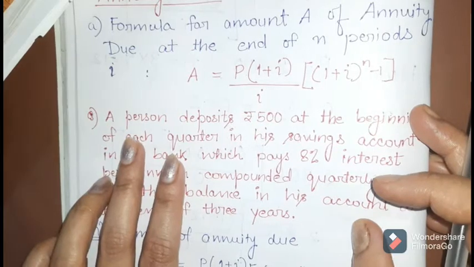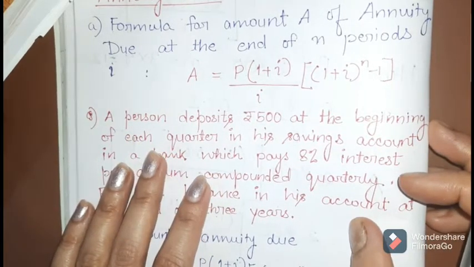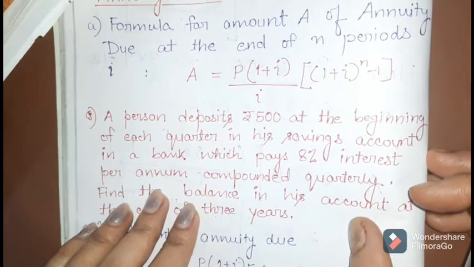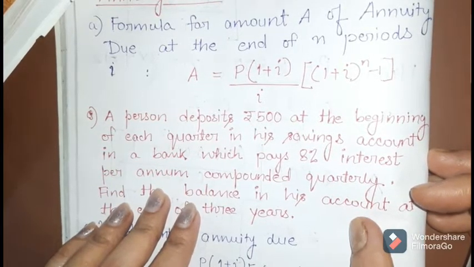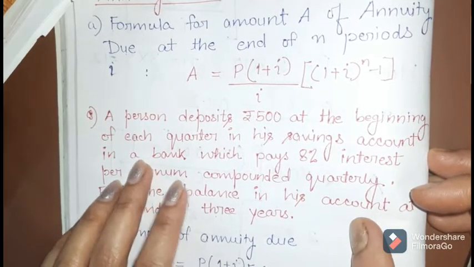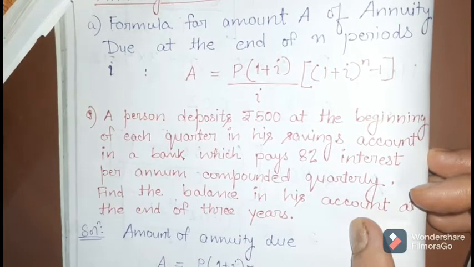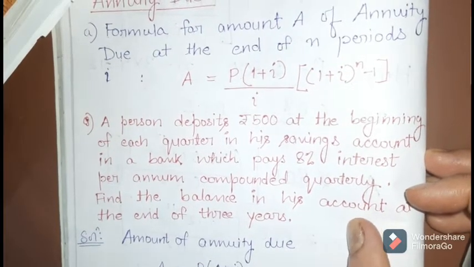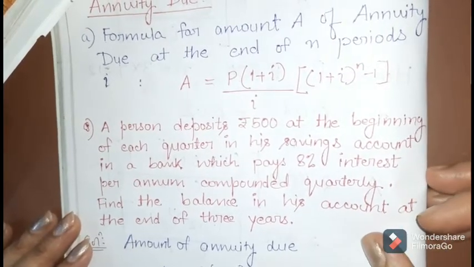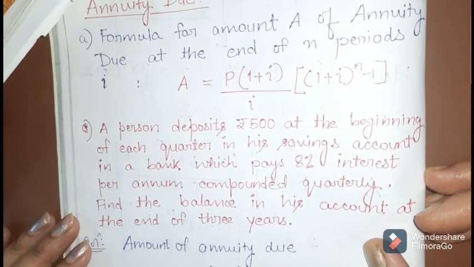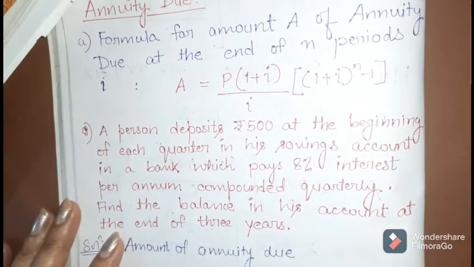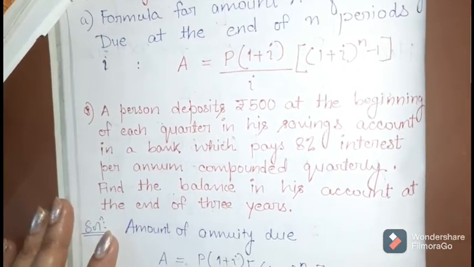So we have one question. A person deposits rupees 500 at the beginning of each quarter in his savings account in a bank which pays 8% interest per annum compounded quarterly. What the question tells is that he deposits rupees 500 at the beginning of each quarter, where he gets 8% interest yearly, but his money is compounded quarterly. Find the balance in his account at the end of 3 years.